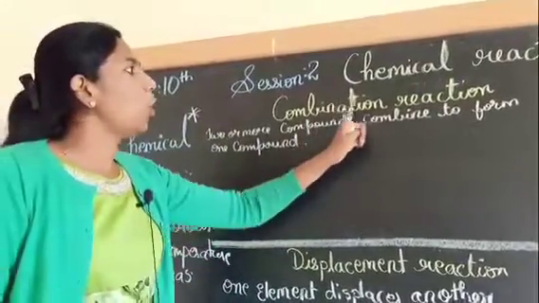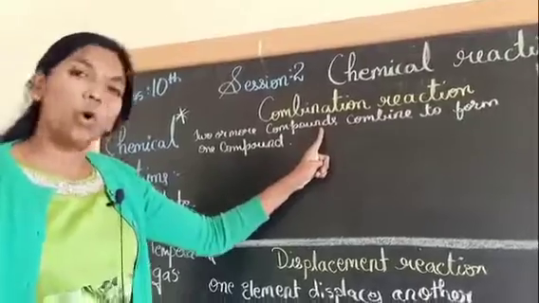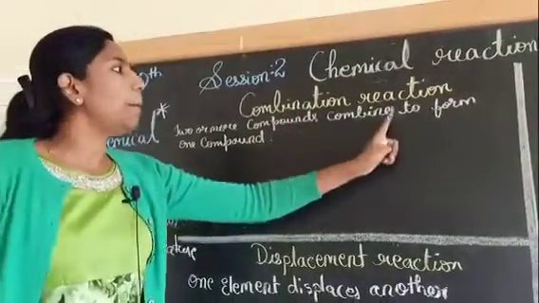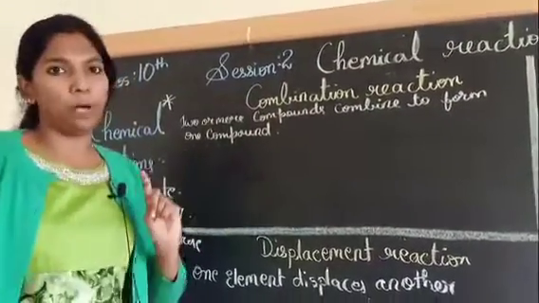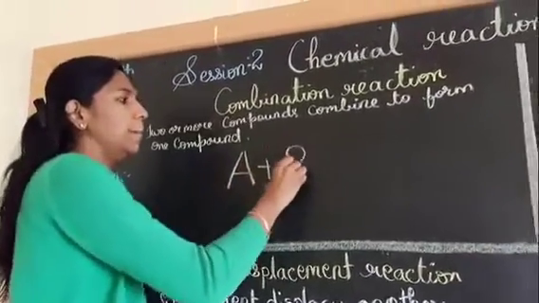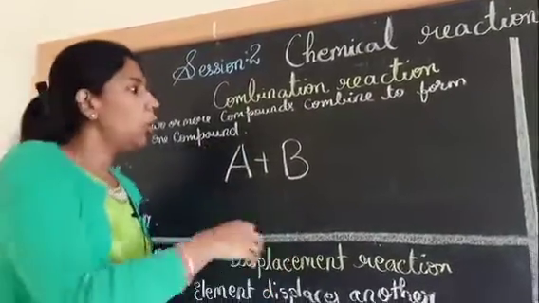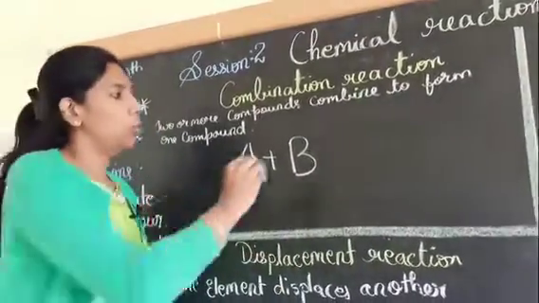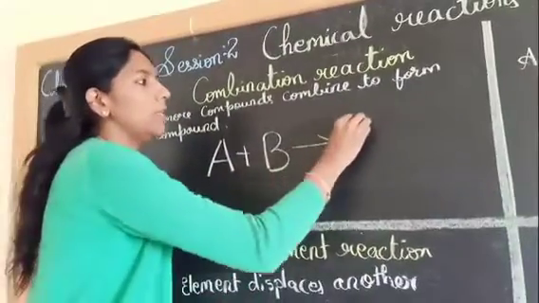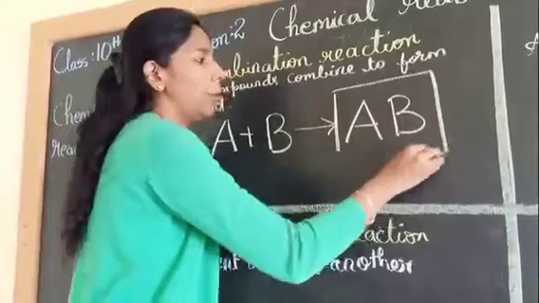Same thing in a combination reaction, two or more compounds, or it may be elements, combine to form one compound. Now how are you going to remember? A plus B. It may be A or B, an element or a compound. So A and B combine together to form a single product.